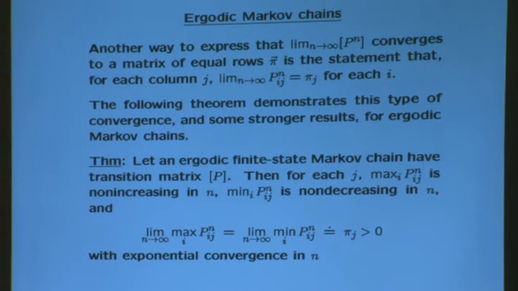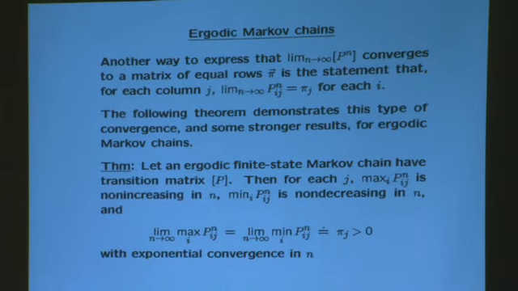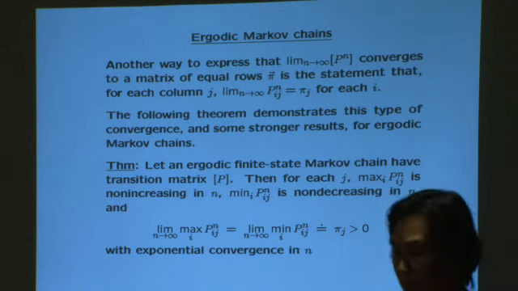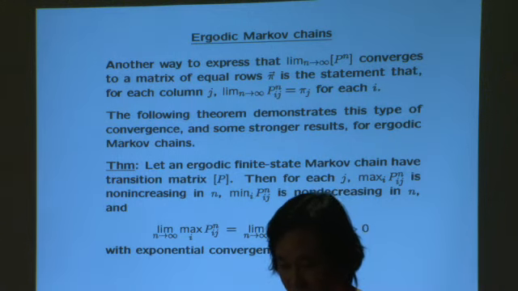So we're wondering whether this limit is going to converge or not. This theorem says that for an ergodic finite-state Markov chain, this limit actually does converge. In other words, the lim sup is equal to the lim inf, and it equals pi sub j, the steady-state distribution. And not only that, this convergence is exponential in n. So this is a theorem that we will prove today.